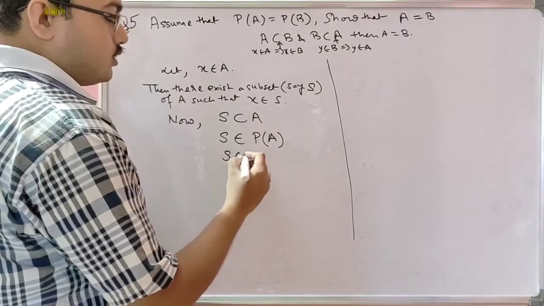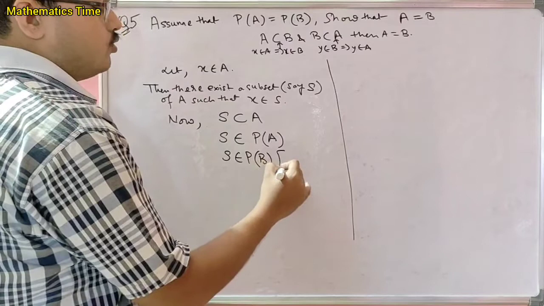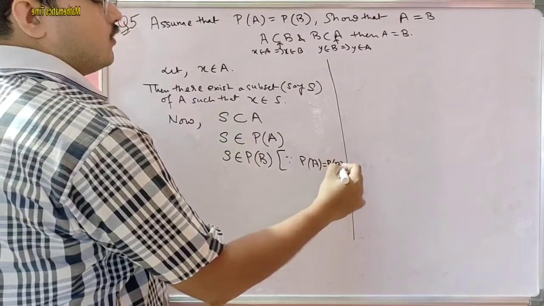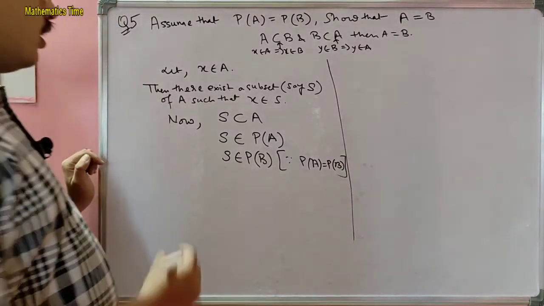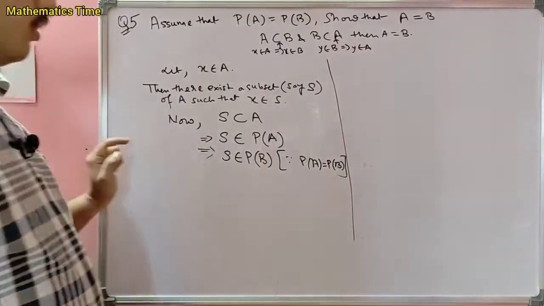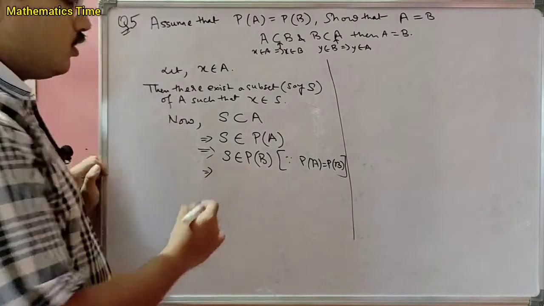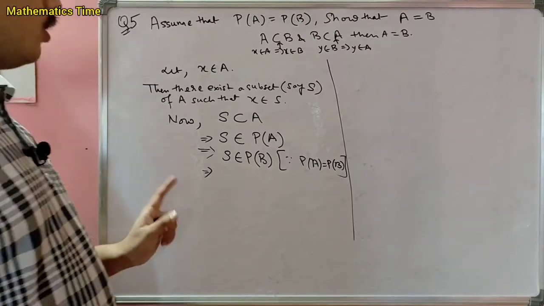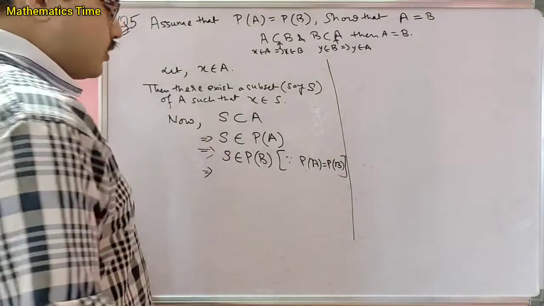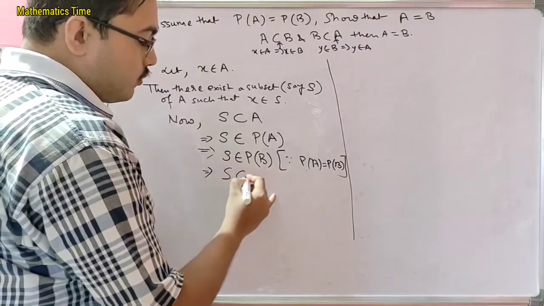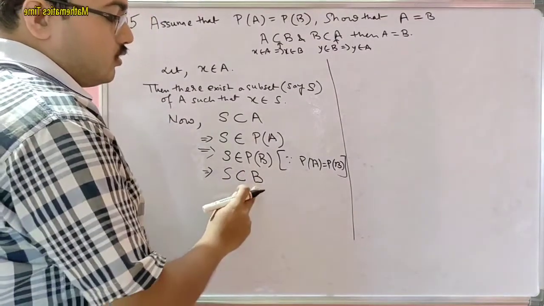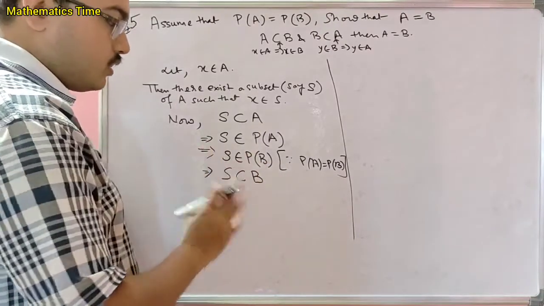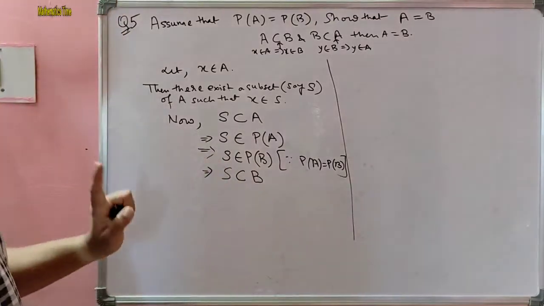Now we are saying that S is also a member of power set of B. How? Since it is given that power set of A is equal to power set of B. So S is also an element of power set of B. Now what are the elements of power set of B? The subsets of set B. All the subsets of set B are in the power set of B. So if S belongs to power set of B, then S must be a subset of B.